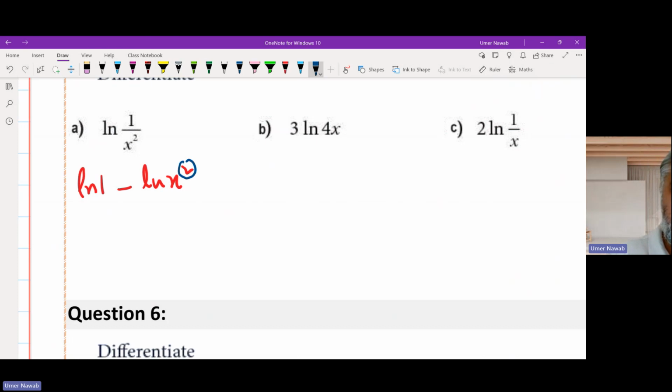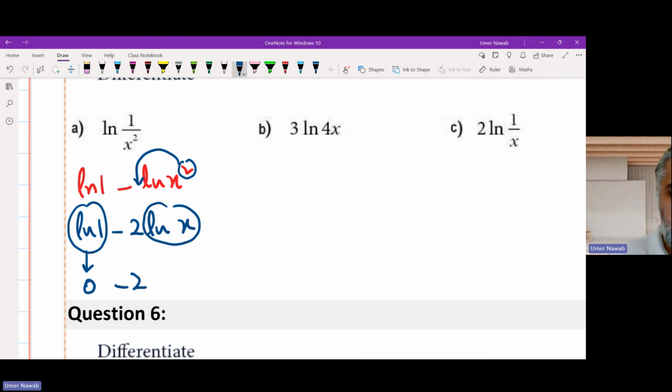So can I send this 2 back by using the ln property? So ln of 1 minus 2 ln of x. Ready? So I'm ready to apply the derivative. What is the derivative of ln of 1? It is 0 minus 2 times the derivative of ln of x, which is 1 over x. And the further derivative of x is 1. The final answer comes to minus 2 over x. I hope it is clear to you.